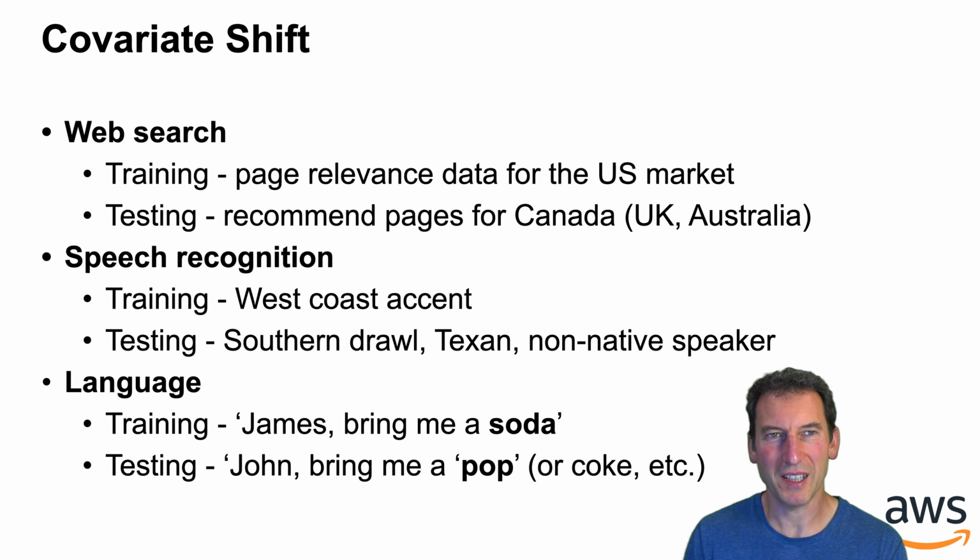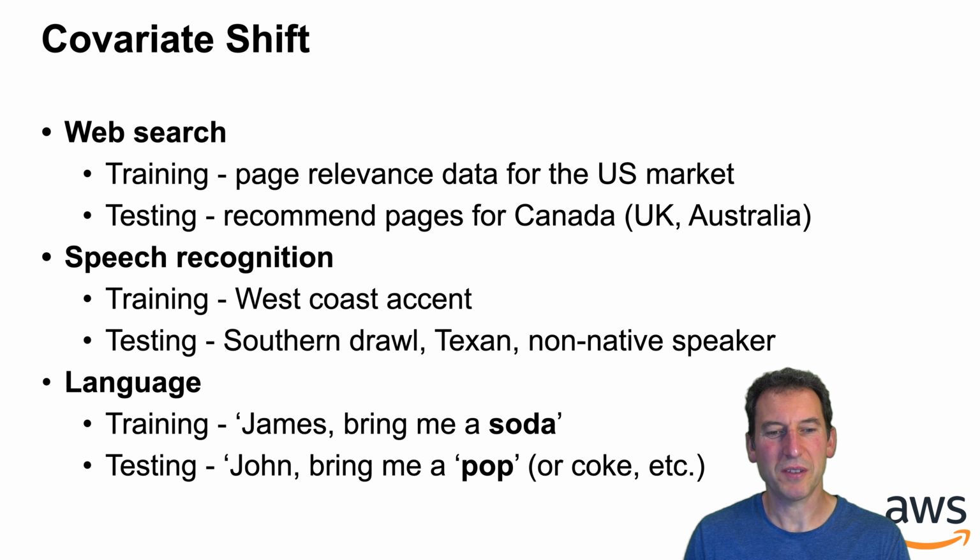It turns out there are actually a lot of cases. For instance, in web search, you might train on a page that's relevant for the US market, and then you want to test or deploy this in Canada, the UK, or Australia. I'm not even assuming that this is not English, but even within English speakers, you may have quite some difference.